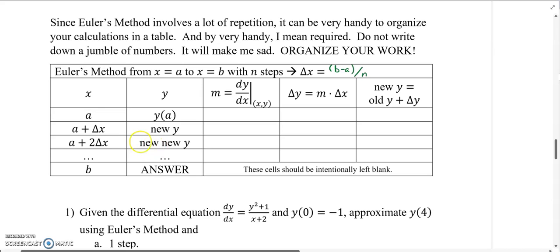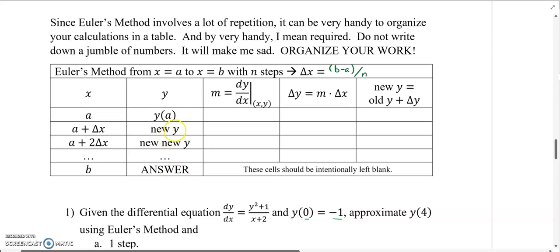And then we can figure out what all of our different x values are. We're going to start with our given x value, add delta x to get to our second x value, add delta x again to get to our third x value, and keep on adding delta x until we get to our final x value. For each x value, we're going to have a corresponding y value. The corresponding y value at the beginning will be given, and that's your initial value, in this case 0, negative 1. The x value is 0, and the y of 0 value is going to equal negative 1.